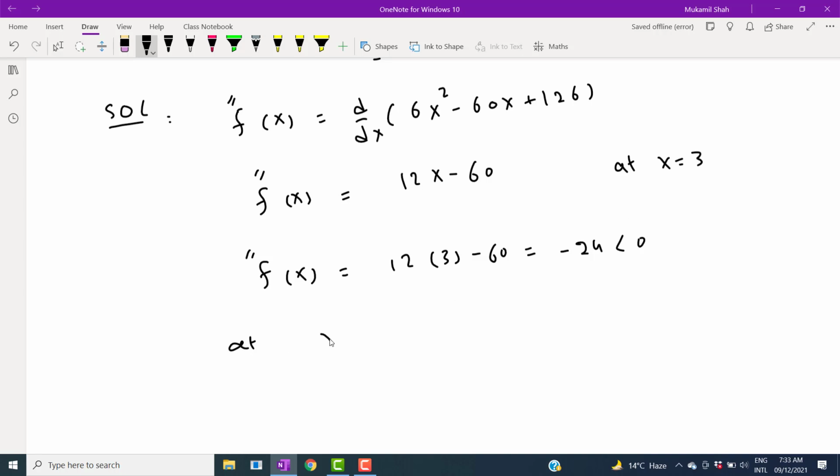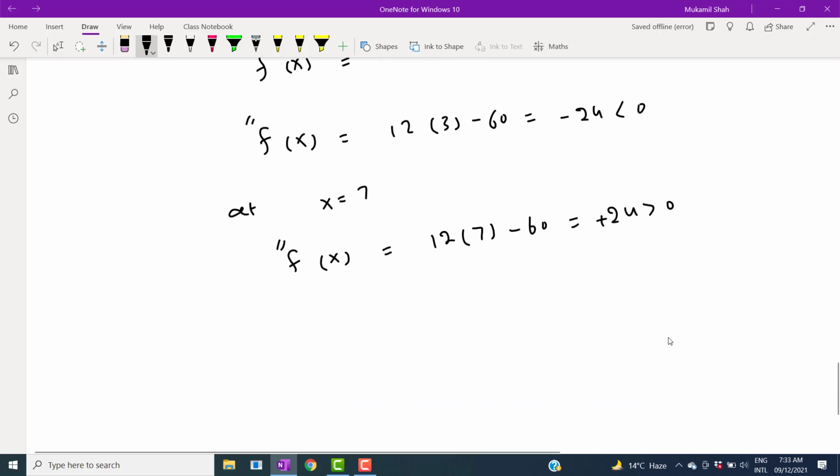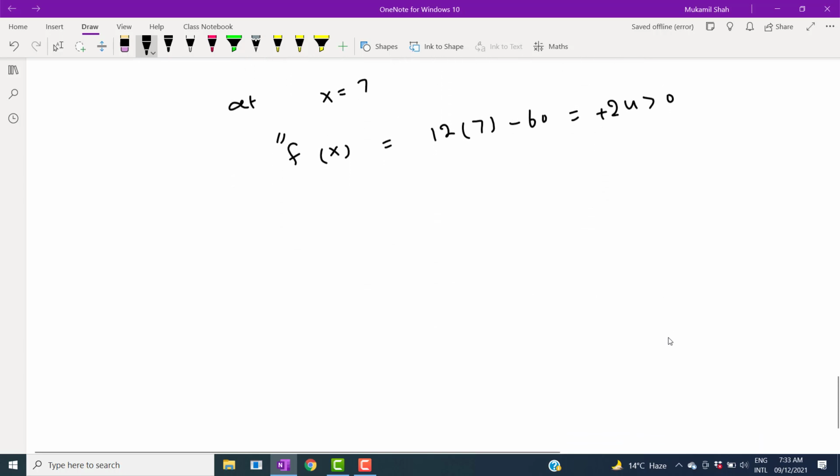Now at x equal to 7, f double prime of x is 12 into 7 minus 60, which is equal to plus 24, greater than 0. According to the rule, if the second order derivative is positive, then the function is minimized at that critical value. So in our case, at x equal to 3, the function is maximized, because the second order derivative is negative. And at x equal to 7, the function is minimized, because the second order derivative is positive.